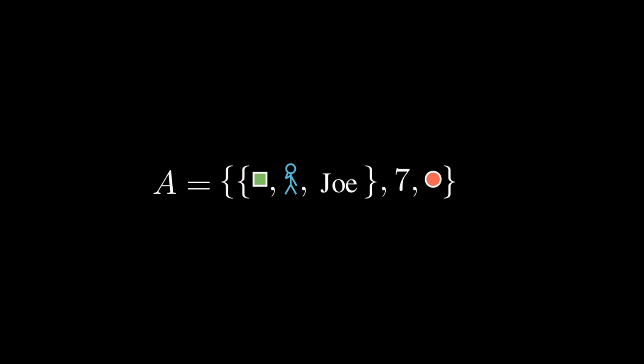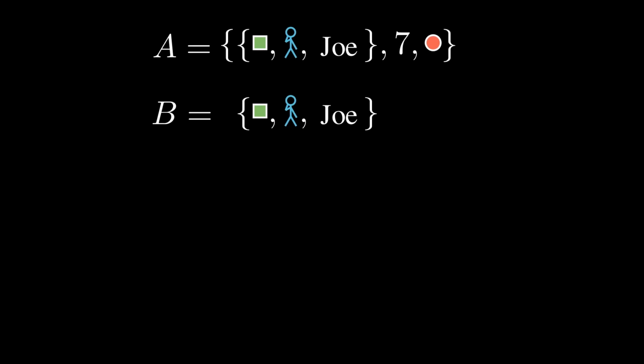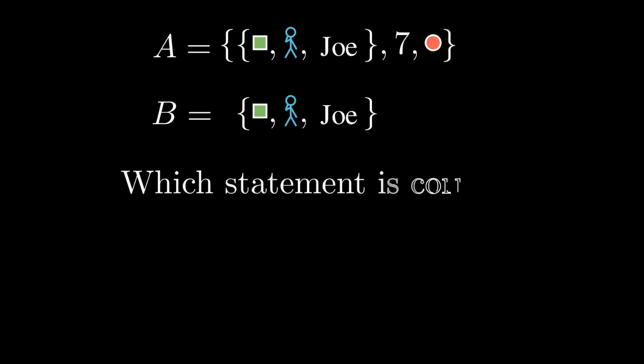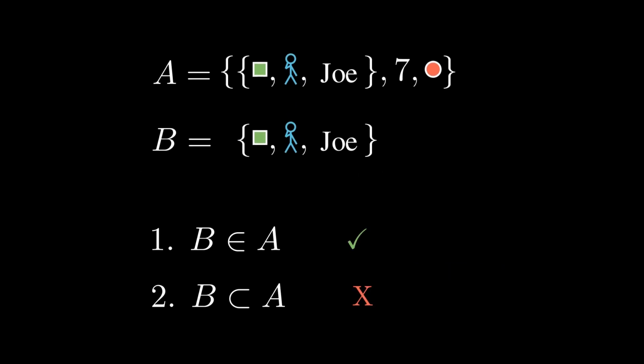Now, if I take out this smaller set, call it B, then I want to ask you a question. Which of the following statements is correct? Is 1, B a member of A, or 2, B a subset of A? Please pause to think about this. The answer is, of course, 1. B is a member of A.